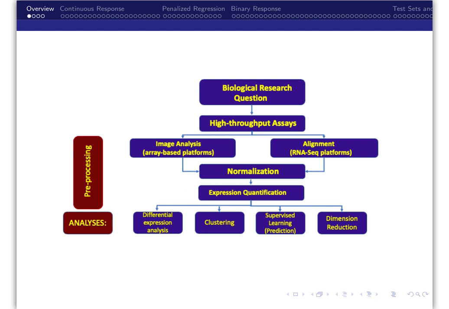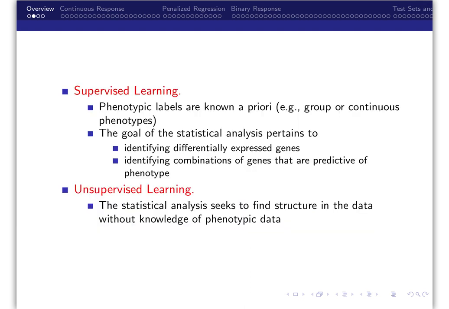Once we have the expression summaries, we then perform our planned statistical analysis. We will now focus on the task of supervised learning, or in other words, predictive modeling. There are two large taxonomies describing analyses of high-throughput genomic data, which are referred to as supervised learning and unsupervised learning. Supervised learning incorporates knowledge of phenotypic information of the samples being examined.